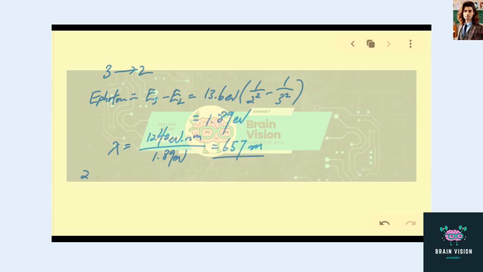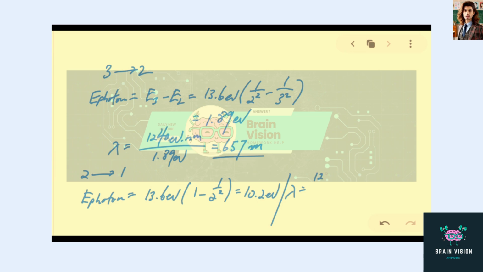Finally, the transition from 2 to 1. Energy of the photon will be E2 minus E1, which leaves us with 10.2 eV. Therefore, for the wavelength of this photon that is emitted, take hc divided by the energy, and we should get 122 nanometers.